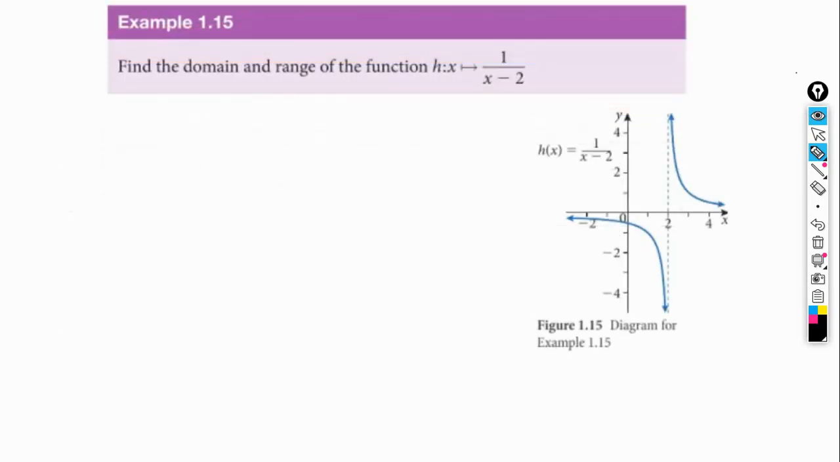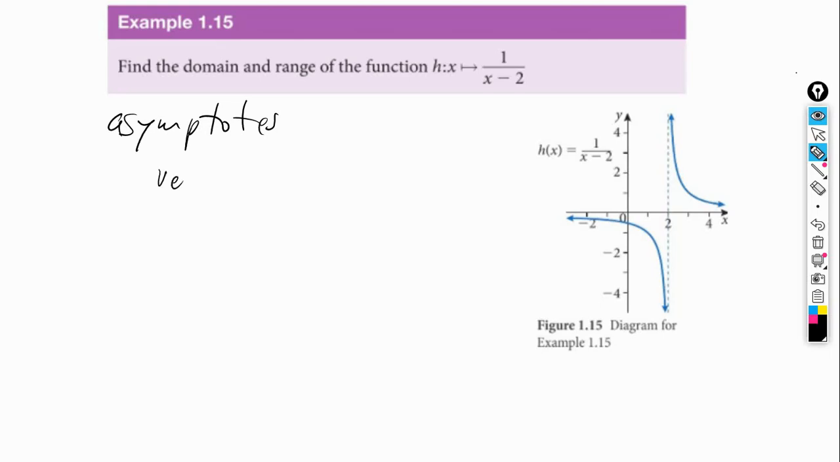All right, so now we are in example 1.15, and it says, find the domain and range of the function h such that x maps into 1 over x minus 2. So this is what's called a reciprocal function. And with reciprocal functions, you have to take into account asymptotes. So the asymptotes are values through which the function cannot cross for whatever reason.